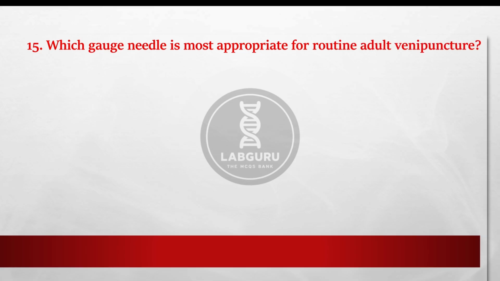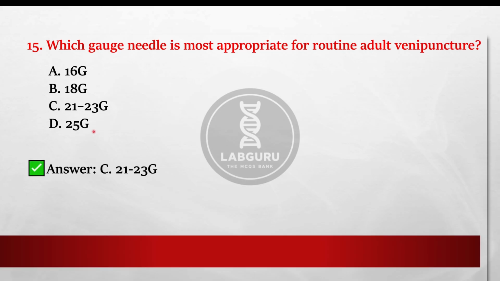Question number 15 is, which gauge needle is most appropriate for routine adult vein puncture? What size of needle, right? The options are: option A 16 gauge, option B is 18 gauge, option C is 21 to 23 gauge, and option D is 25 gauge. This size is the size of the needle hole. Okay, the bore in the needle is measured in the gauge.